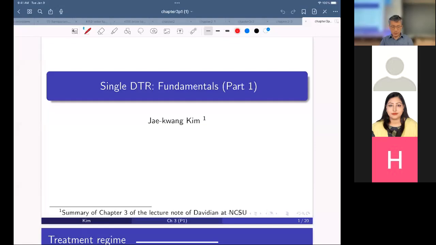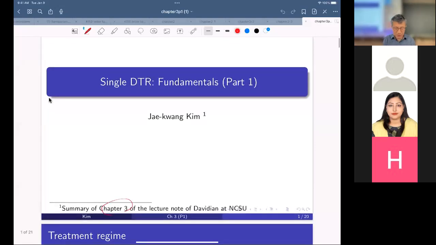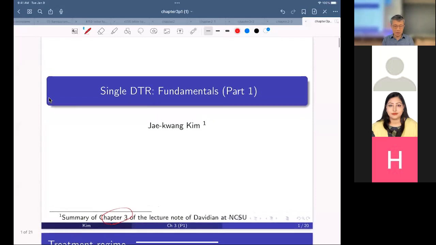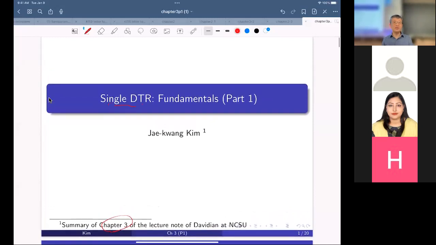Okay. So the first chapter, chapter 3, will be covering a single DTR. Single means that you have one time point. Later you have multiple time points, right? So we'll start with an easy case first, a simple case first, and then move on to more complex cases later.